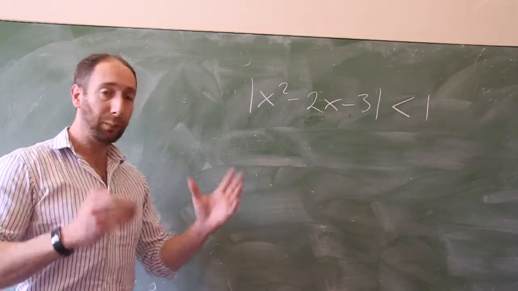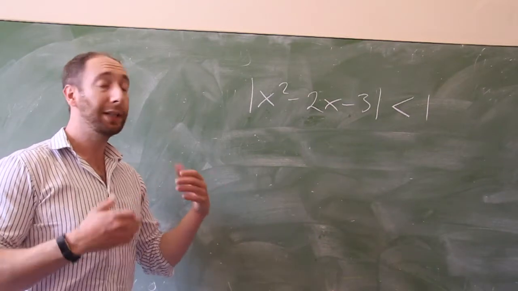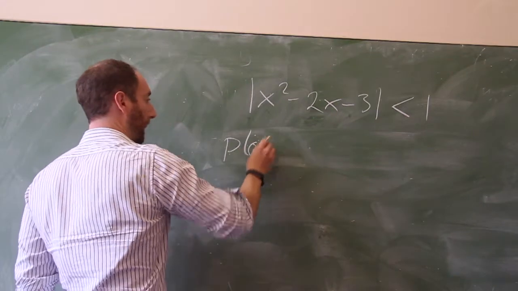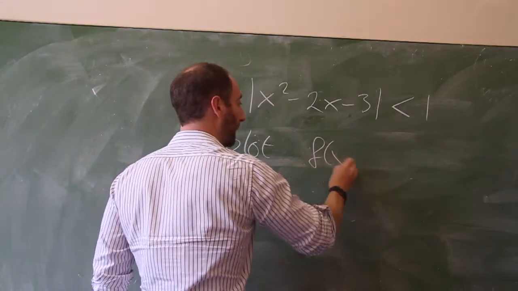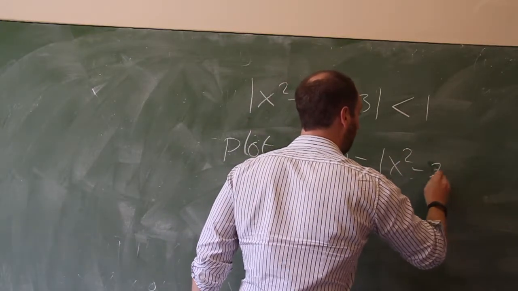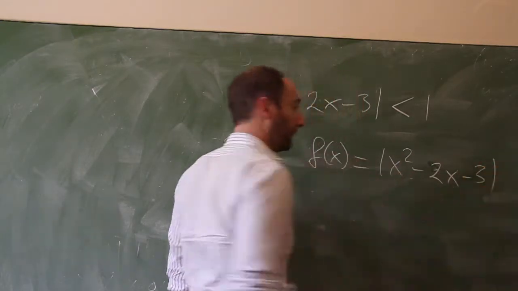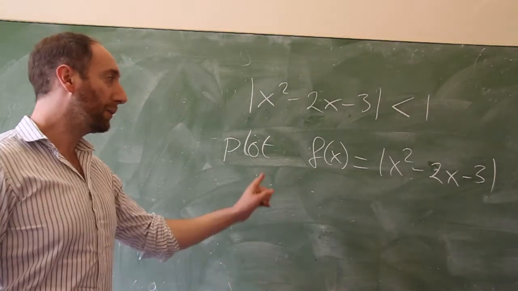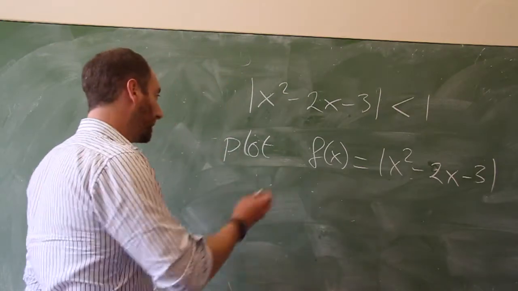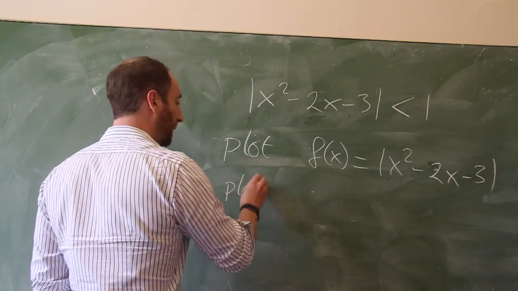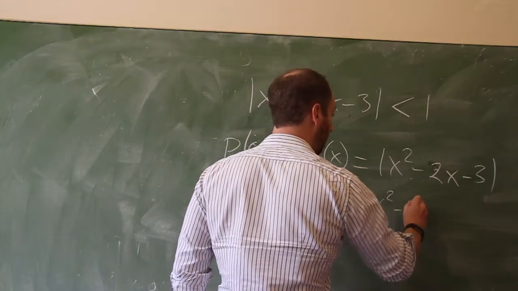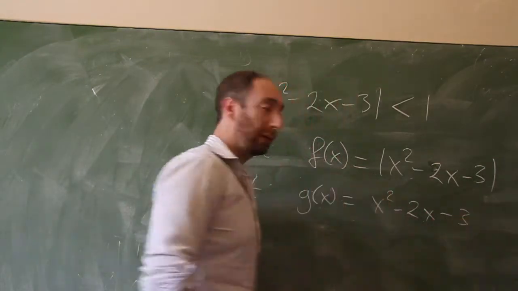Okay, so again, what we really want to do in a case like this is to break it down bit by bit. So if we want to plot f of x defined by the absolute value of x squared minus 2x minus 3, the first thing that we do is we try to plot not this, but the function inside the absolute value sign. So instead, let's plot a new function which we're going to define by g of x equals x squared minus 2x minus 3.